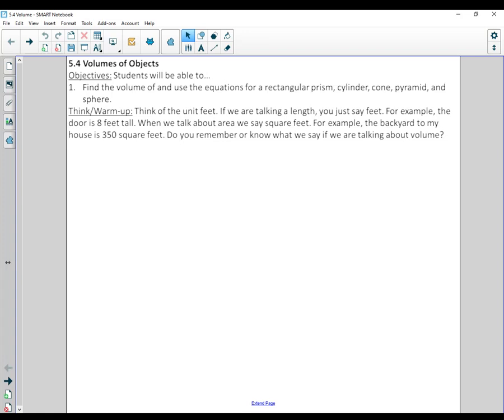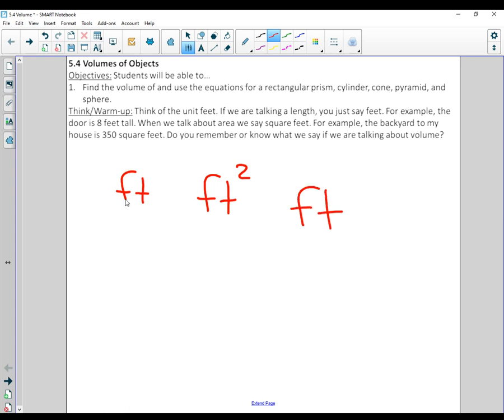Do you remember or know what we would say if we were talking about volume? So not feet or square feet, but... So not feet, not squared feet. What's it called when it's a 3? Cubic feet.